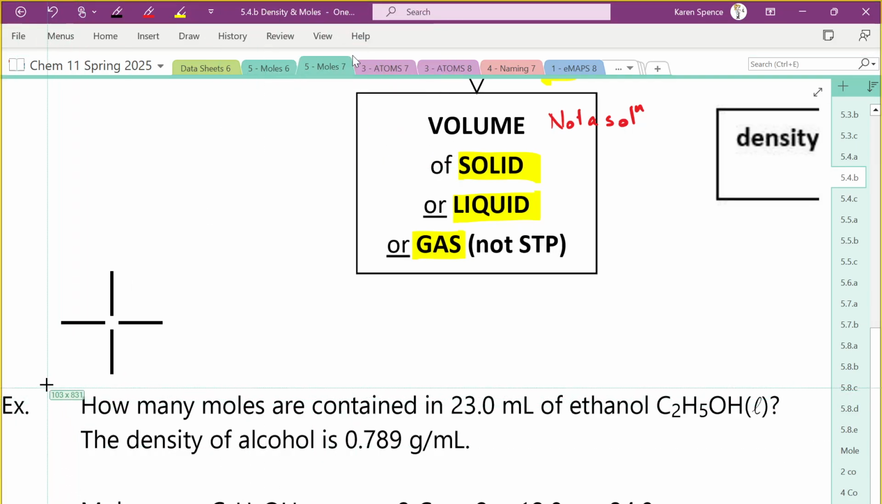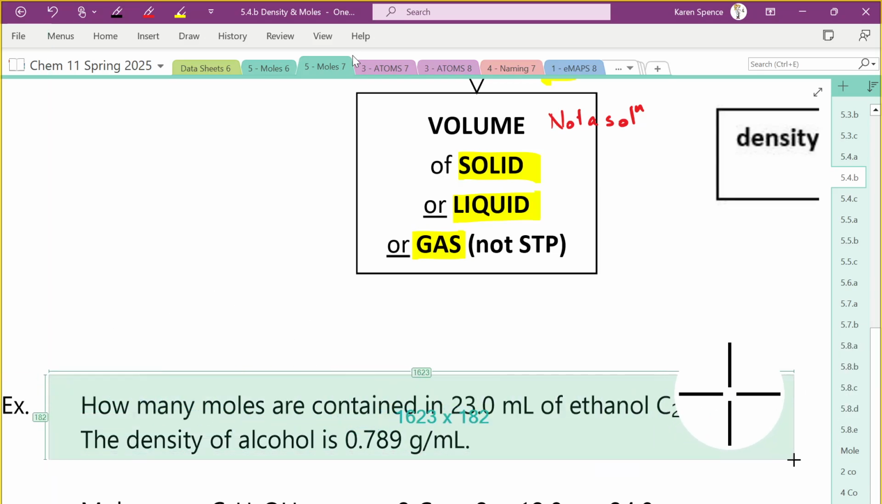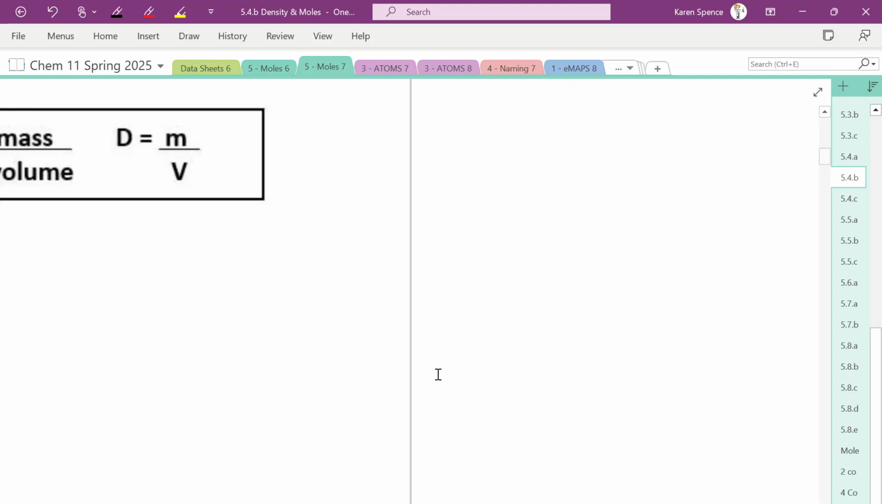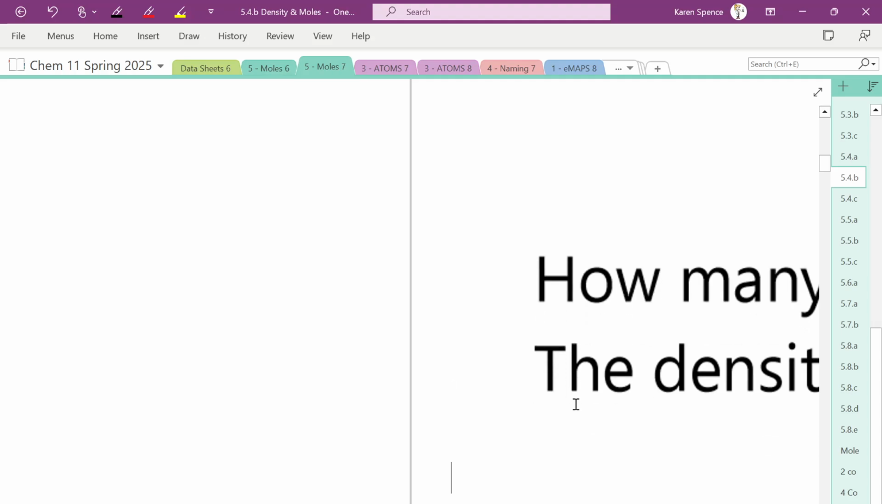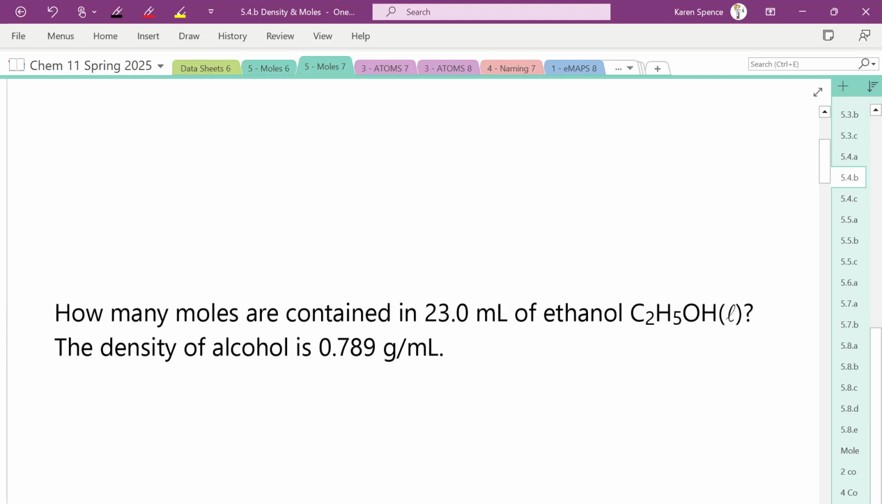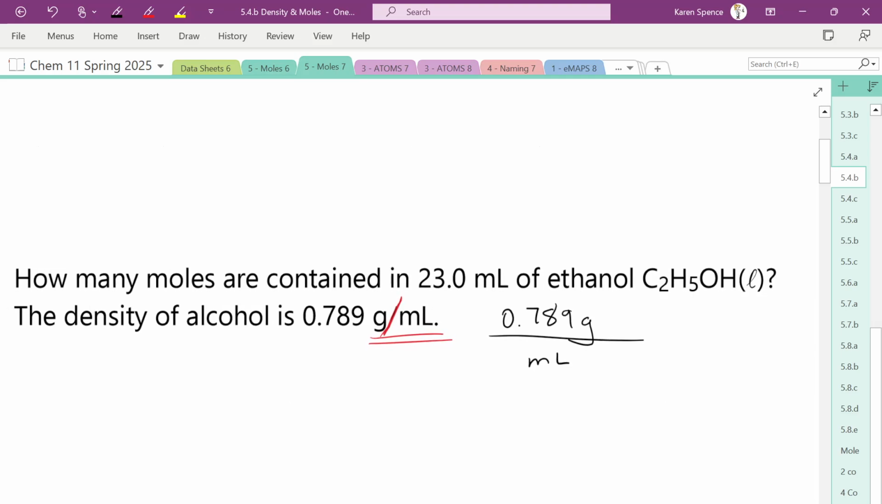So how many moles are contained in 23 milliliters of ethanol? And we are given its density. Whoa, that's really big. That's okay. Now, when you see something where you have this slash, don't leave it as a slash. Rewrite it as 0.789 grams per milliliter. Okay?